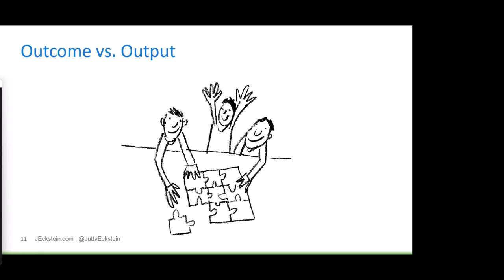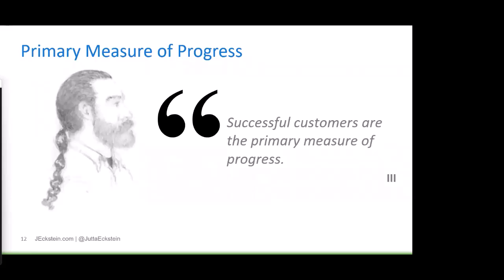So a friend of mine, a colleague of mine, has once said the primary measure of progress is actually successful customers and not so much the stuff we have delivered. So this is a variation of what you have seen in the Agile Manifesto, maybe. So what we need to look at is, on the one hand, the value, and then on the other hand, how can we look at it, and how can we measure it?